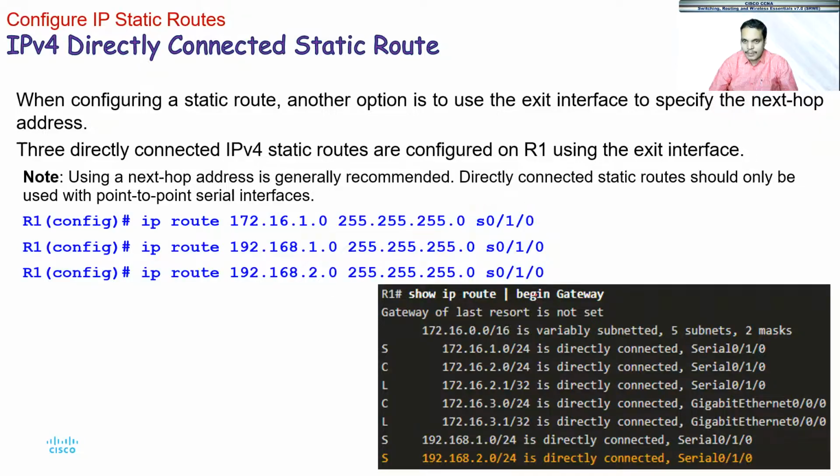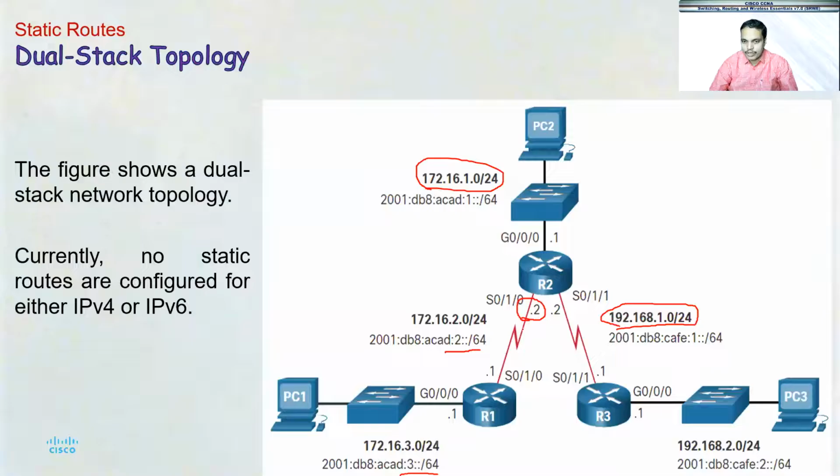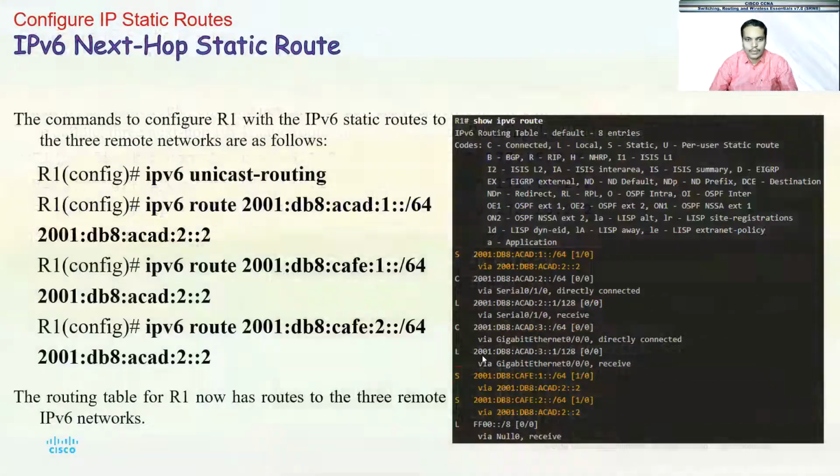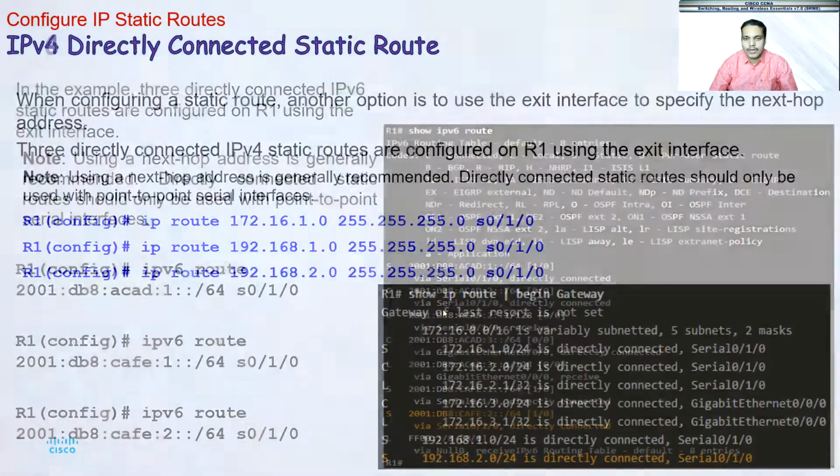If you remember, let me go back to my topology diagram. Yes, this is my exit interface. So if a packet comes in to any of these 3 remote networks, R1 knows that the packet should be sent out through this interface, S0/1/0. This is what is mentioned over here. Okay. Let me scroll back. There you go.